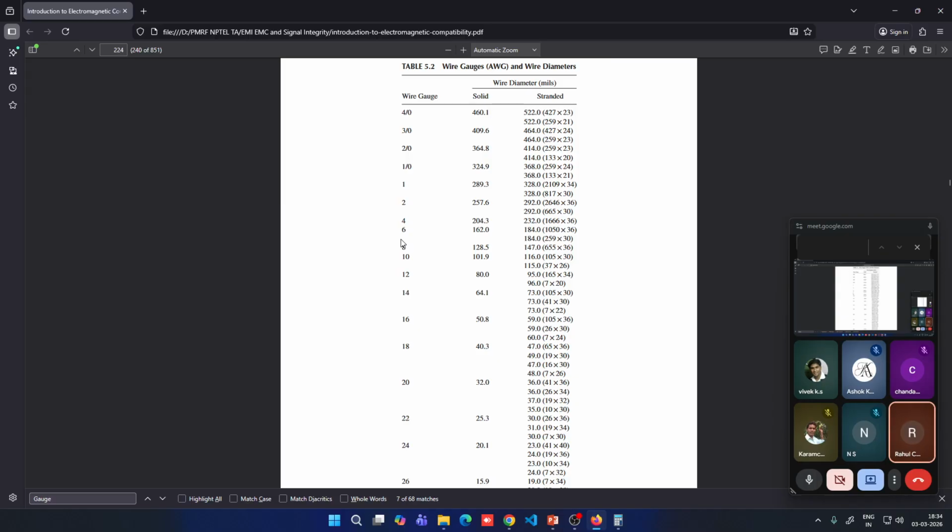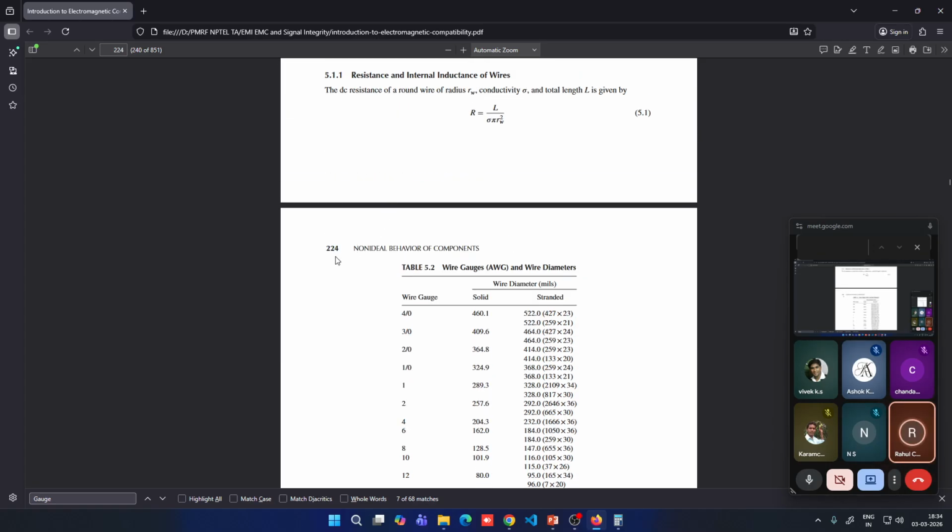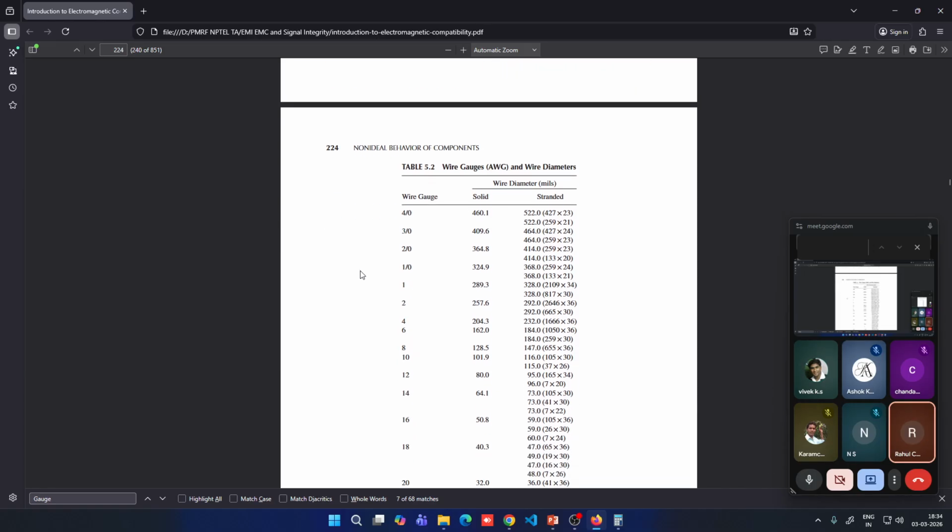Ideally they should give in the problem how many mils 6 gauge means, because mils is something standard that we can convert into centimeters. This is from the textbook, page number 224, wire gauges and wire diameters. If it is 6, if it is stranded it is something else, and if it is a single solid wire it is 162 mils. We will calculate it again based on this.